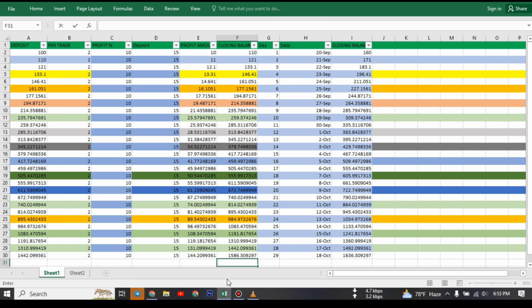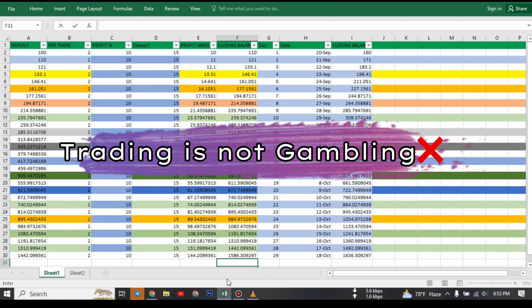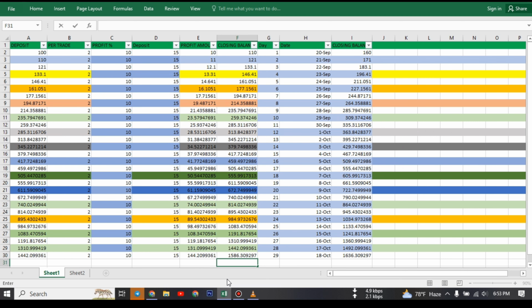So today's topic is about how to follow your money management. How can you manage your balance? Suppose you are depositing $10, how can you manage that $10, and what will be your target? What will be your daily target? Because trading is not gambling. You have to follow the discipline. You have to maintain the discipline of trading.